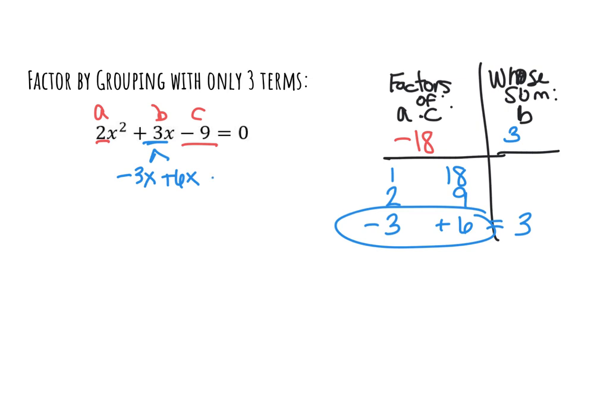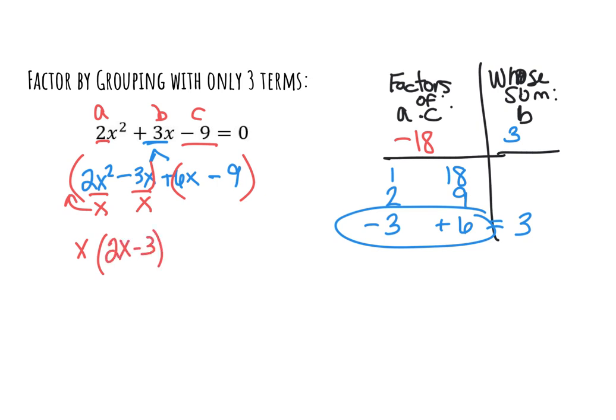I'm going to still bring down that negative 9 that was there. I'm going to bring down the 2x squared that was there. Now we're back to what we were doing previously with that factor by grouping. I'm going to group the first 2. I'm going to group the second 2, and it does have that plus sign in the middle. First one, I can factor out an x. I cannot factor out any number. I'm left with 2x minus 3.